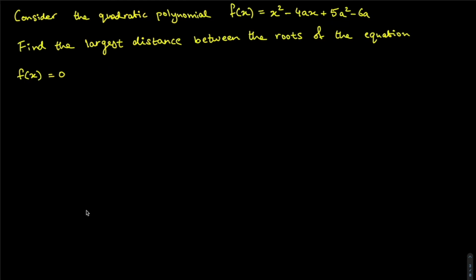All right, second example. Consider the quadratic polynomial f(x) = x² − 4ax + 5a² − 6a. Find the largest distance between the roots of the equation when f(x) = 0. All right, so there are two parts. First, we need some way to find the largest distance between both the roots, right? That is the first goal, right?